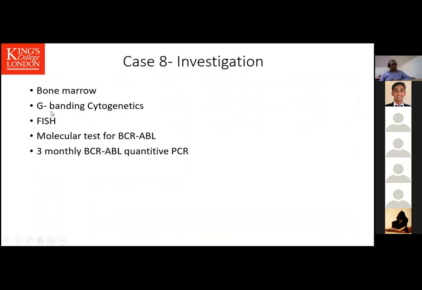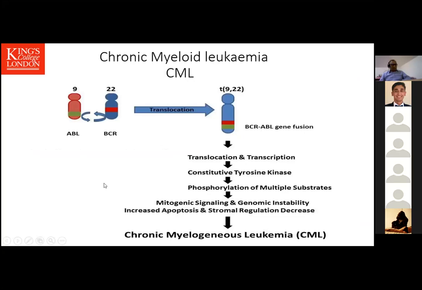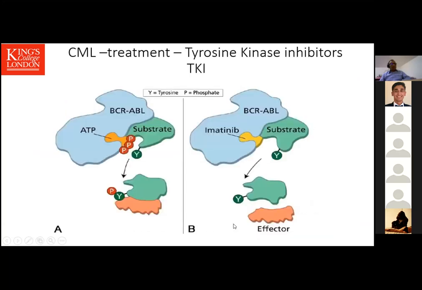We did a bone marrow, we did G-banding cytogenetics, FISH studies, and the molecular test for BCR-ABL. So this is chronic myeloid leukemia. This is how it actually happens, with the 9;22 translocation between chromosomes 9 and 22. You get a BCR-ABL fusion gene, which then instigates a constitutive tyrosine kinase enzyme, which causes phosphorylation of multiple substrates, and then it gives rise to CML, chronic myeloid leukemia.